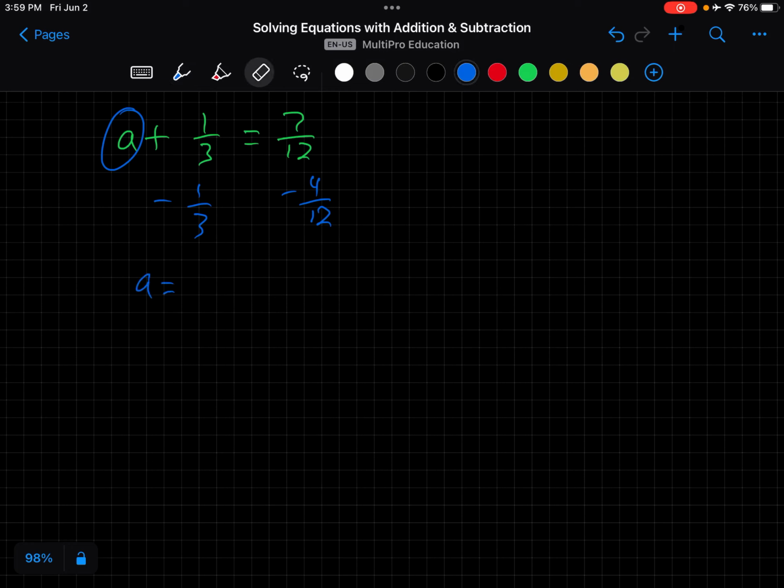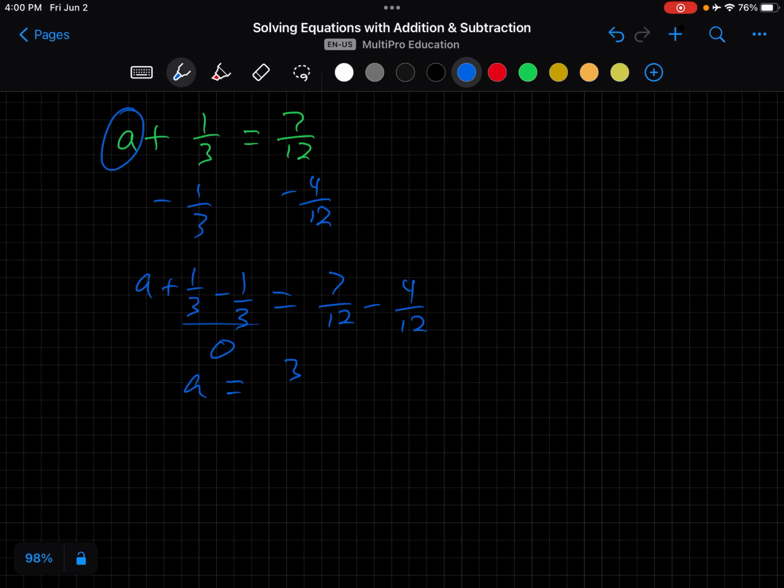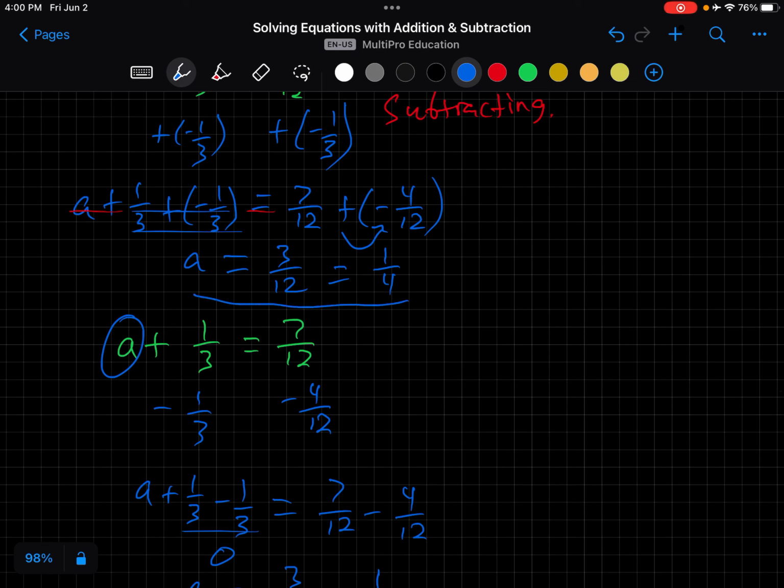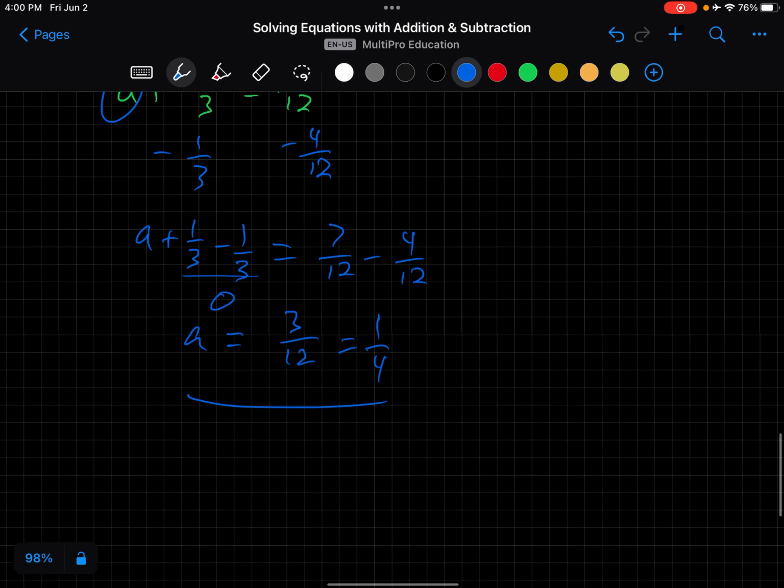Okay, so what do we have then? A is equal to, nope, I'm jumping the gun here. A plus 1/3 minus 1/3 is equal to 7/12 minus 4/12. All right, so we know that this is going to go to 0. So we got a is equal to 3 over 12, which is equal to 1/4. So we got a is equal to 1/4, and up here we got a is equal to 1/4. Hey, we got the same answer. That means we did something right.